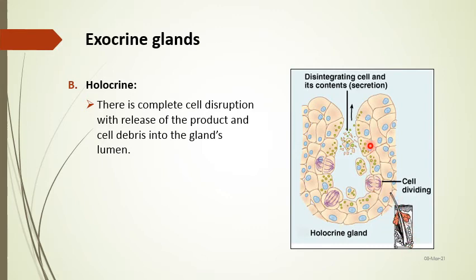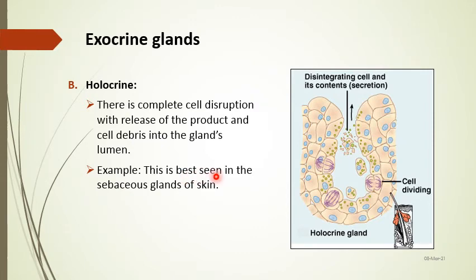This is a hair follicle. الكبير هنا للgland, the secretory portion and the duct. نشوف here the cells, at the apical part بنلقى disintegrating cells and their contents. Disintegrating cells and contents are secreted into the secretory product, both of them. So in the holocrine there is complete cell disruption with the release of the secretory product together with cell debris into the gland's lumen, and then into the duct.